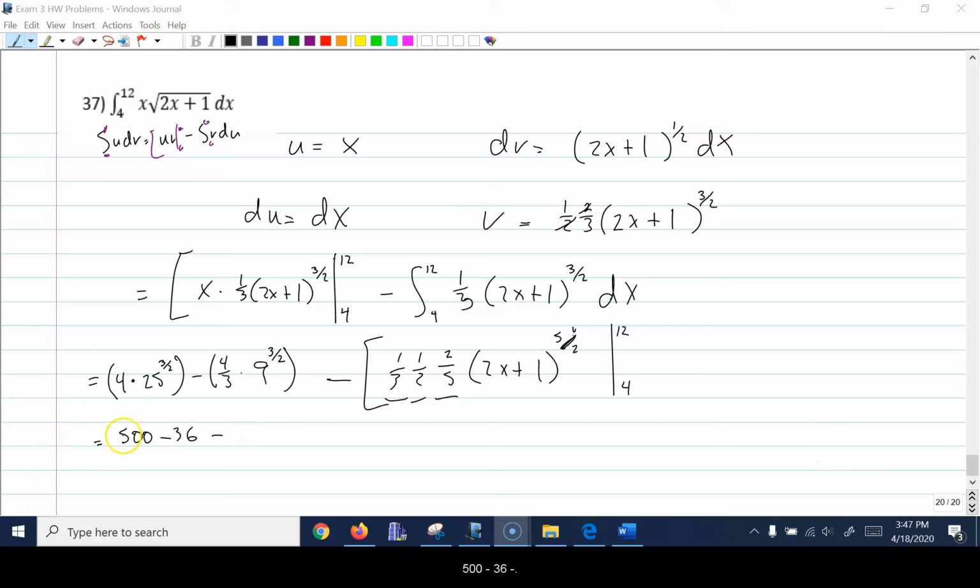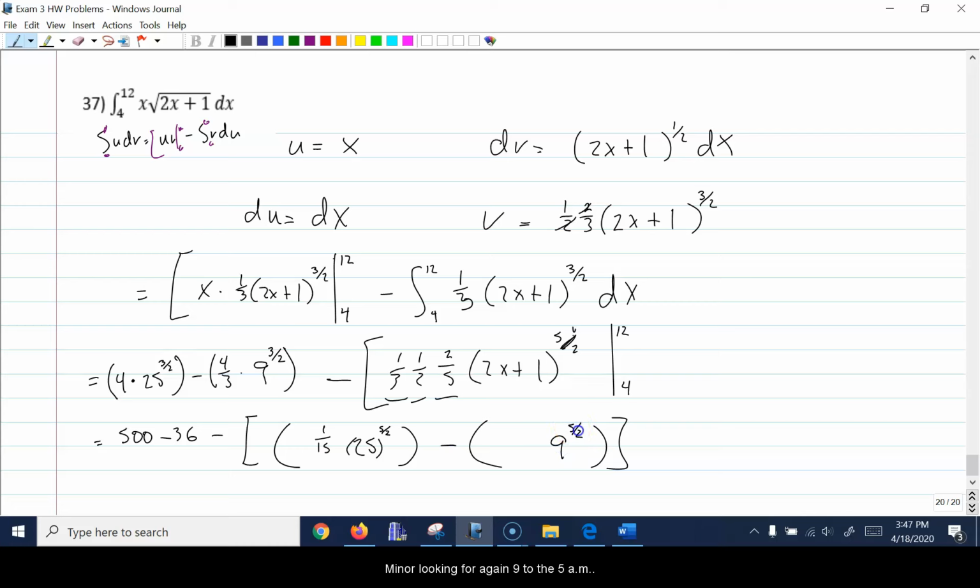I think I was about here. I had 500 minus 36 minus brackets, plug in 12 minus plug in 4. The minus is going to have to hit everything, which is why I'm remembering these brackets. 2 times 12 plus 1, I get 25 to the 5/2. 1/3 and a 1/2 and 2/5 is 1/15 out front. Minus plug in 4, I get 9 to the 5/2. I get 1/15 out front again.